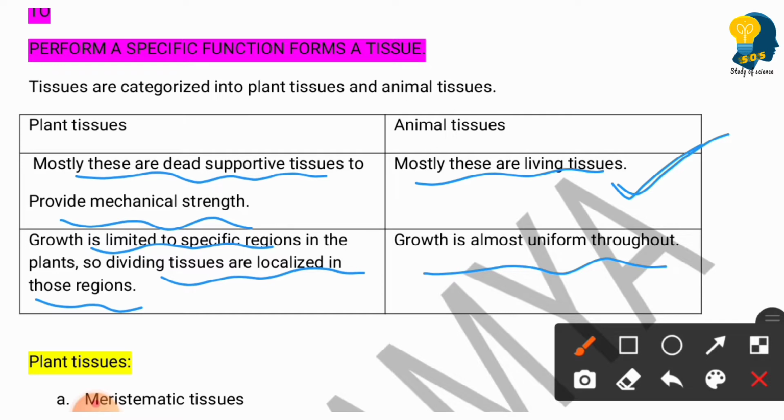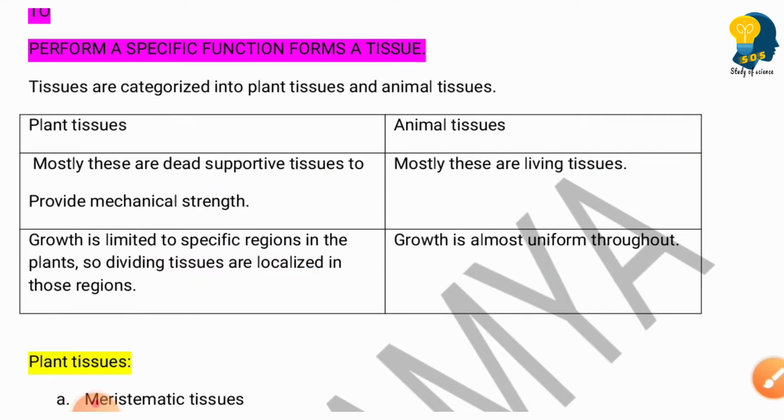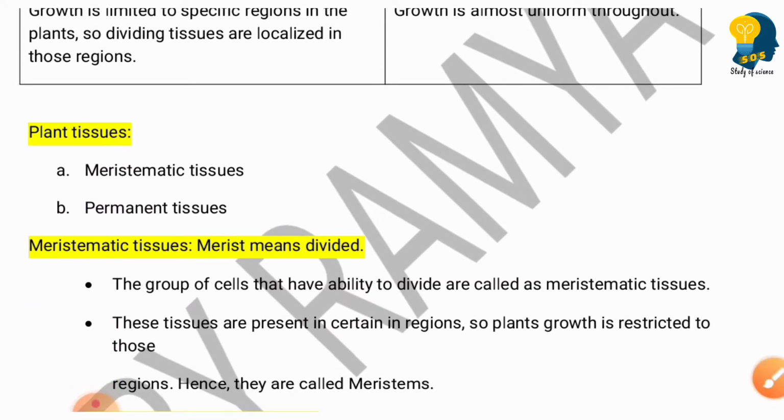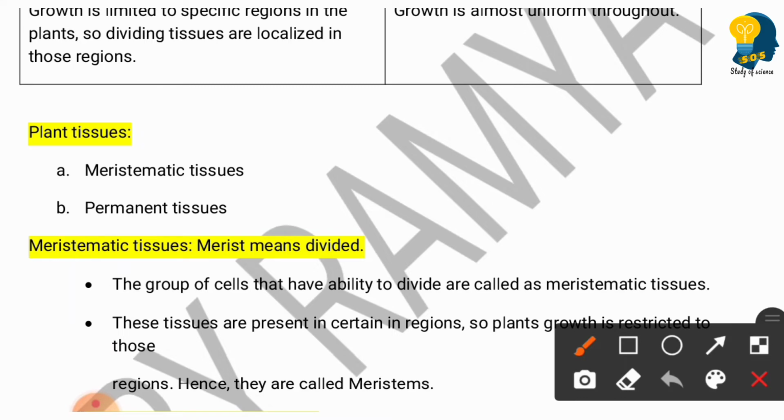Clear? I hope you have clearly understood about the plant tissues and the animal tissues. We spoke about the structure and the function of the plant as well as the animal tissues. Clear? So now let us understand the plant tissues in detail. Plant tissues are broadly classified into two types: meristematic tissues and permanent tissues. So now let us talk about the first category, that is the meristematic tissue.